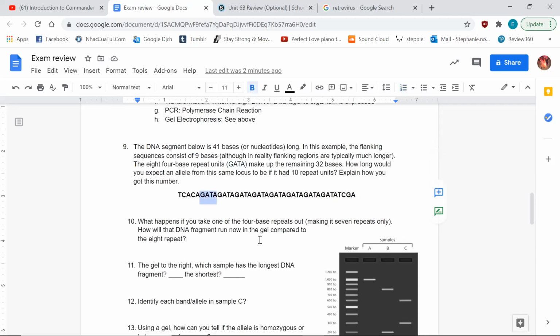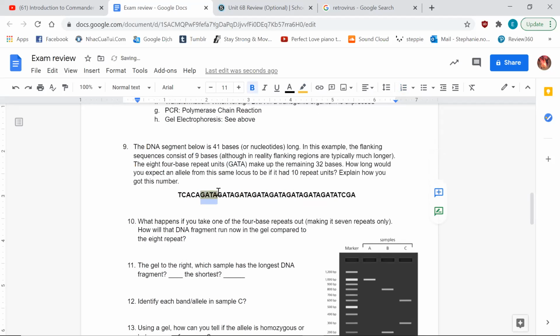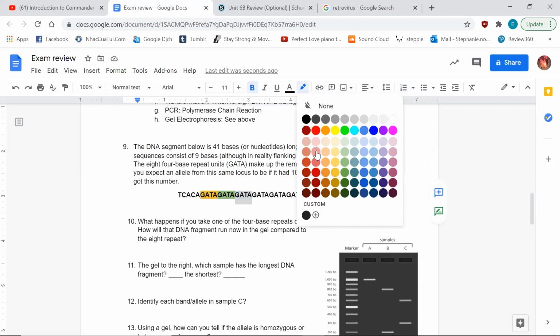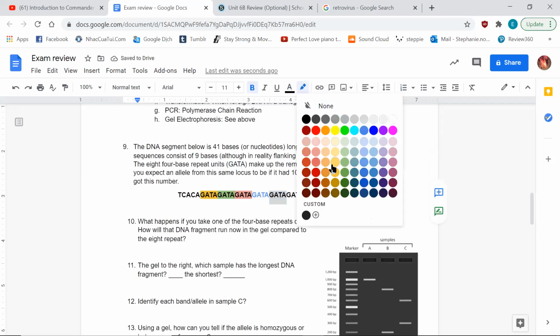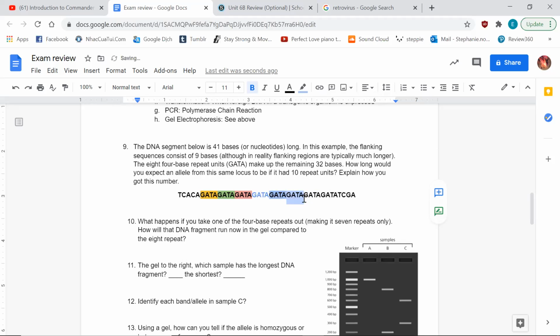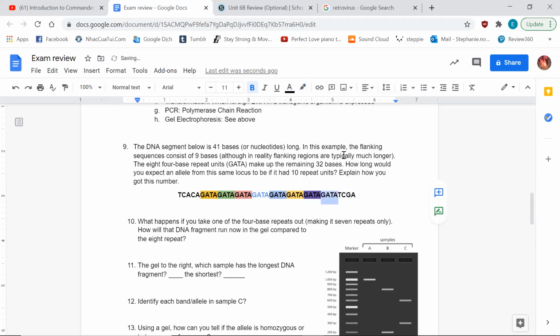Aha, here's the first one. So let me highlight this actually. So that's 1 repeat unit. Here's another repeat unit. Here's another repeat unit. Here's another repeat unit. Here's another repeat unit. I changed the text color on that one, that's fine. Here's another repeat unit. Here's another repeat unit. And then here's the last one.